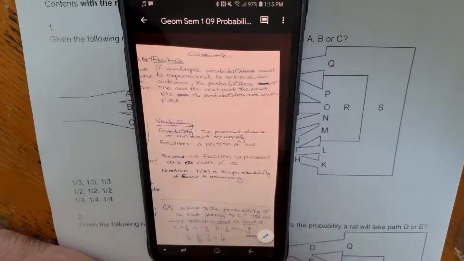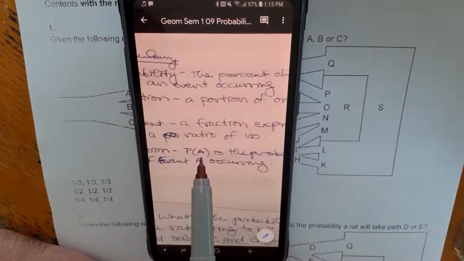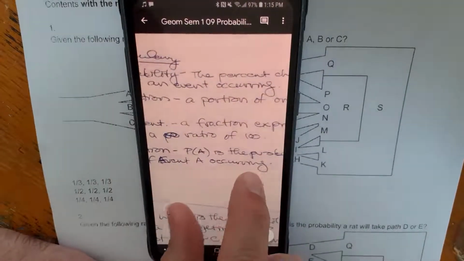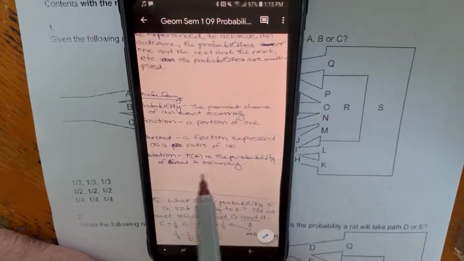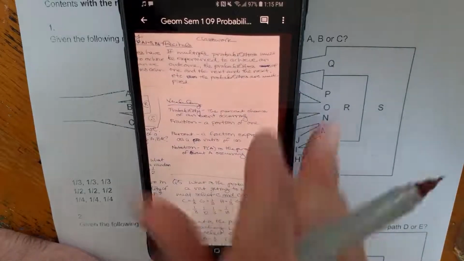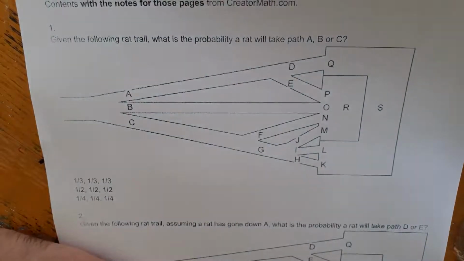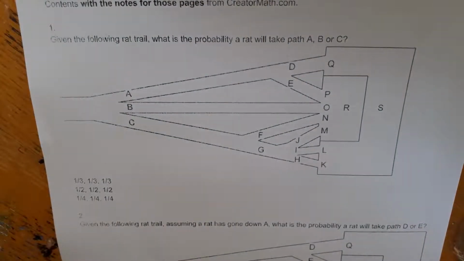Notation. This means the probability of event A occurring. P of A. So the probability of event A occurring. Write these notes in your comp book, and then let's proceed with the problems and see what we can learn by doing the problem set.